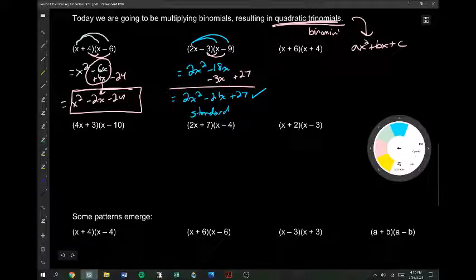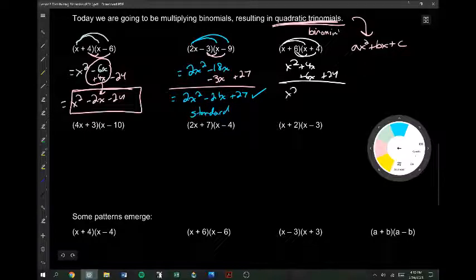Hopefully you can get to the point where you can do this without the rainbow. I'll keep drawing the rainbow. You know, x times x is x squared, x times 4 is 4x, 6 times x is 6x, and 6 times 4 is 24. Add these up and put them together, and you get x squared plus 10x plus 24.